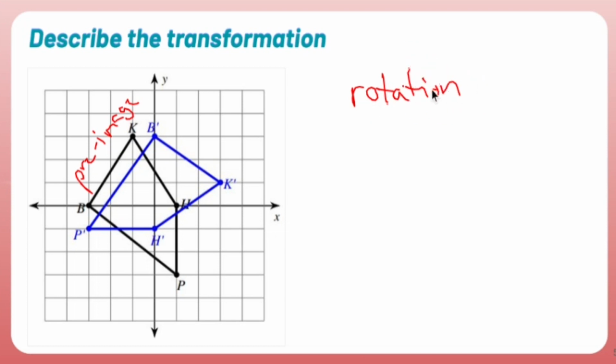Now, when I describe a rotation, I have to do two things. Give the direction and how many spins it took. So we pick one letter, and notice that K used to be left 1, up 3, and K is now right 3, up 1, which means I went in a clockwise direction, and since I only spun it 1/4 of a turn, I rotated clockwise 90 degrees.